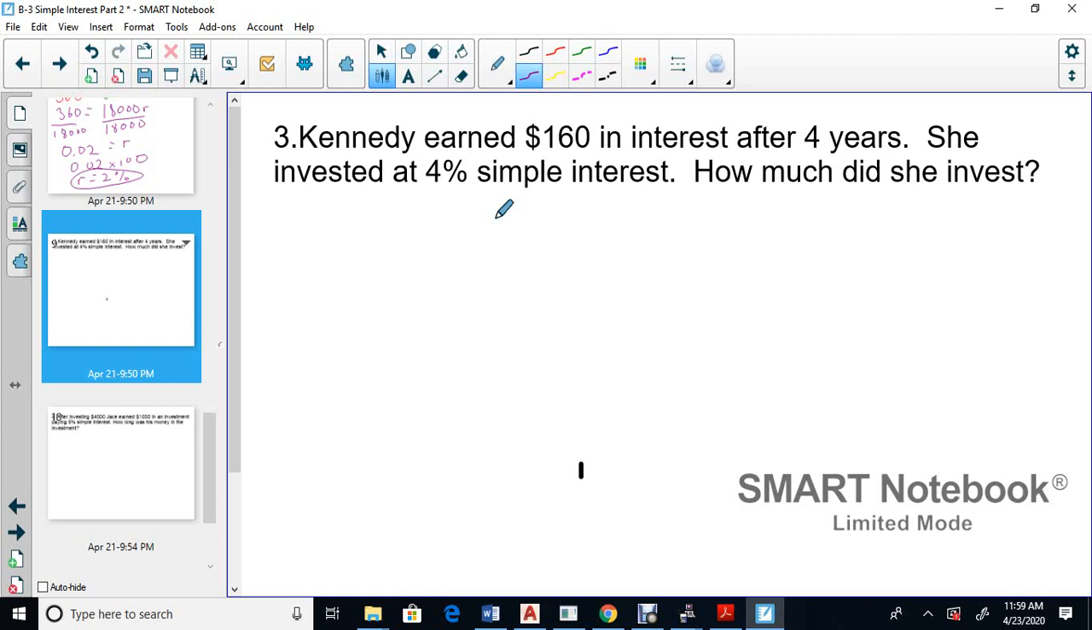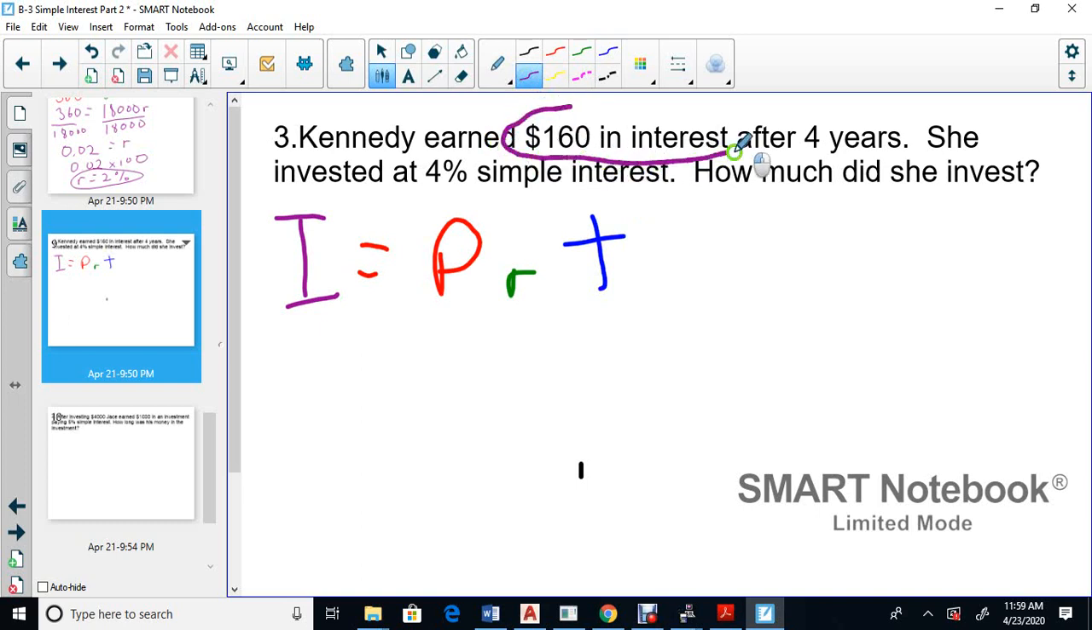We're going to color code it like before. So we're going to go I with the purple equals P with the red, R with the green, and T with the blue. Okay, let's figure out what everything is here now. So we do know the interest. So interest is 160. Let's circle it for you guys. 160. So we put 160 in here.